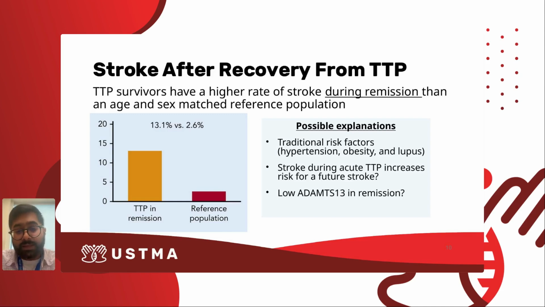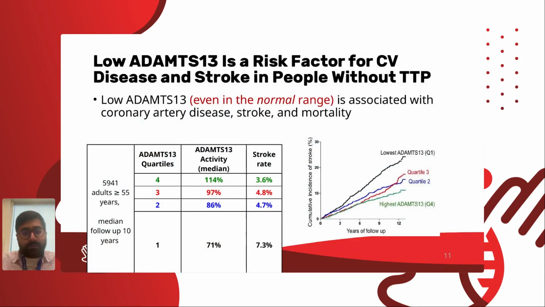So some of these explanations could include traditional risk factors for stroke in general, like cardiovascular disease, hypertension, obesity, and lupus. And we also don't know, does stroke during an acute episode increase risk for a future stroke? And what about the ADAMTS13 activity in remission? So we have some precedents from the general population that low ADAMTS13 activity can be associated with increased rates of cardiovascular disease, stroke, and mortality.